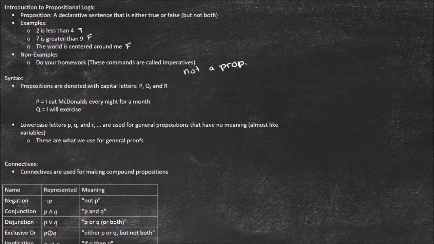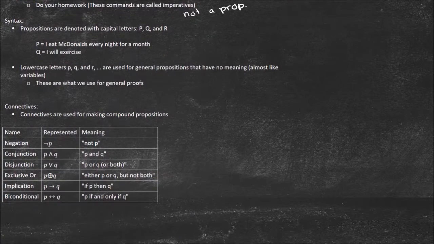Then lowercase letters, p, q, and r, are used for general propositions. They're almost like variables. This is what we use for proofs. So you're going to have a good mix of using the capitals, which is when we're translating statements into propositions, versus lowercase, which is just when we're doing proofs, when we're learning the topics and doing truth tables. You'll hear about that later. That's when we'll be using lowercase.